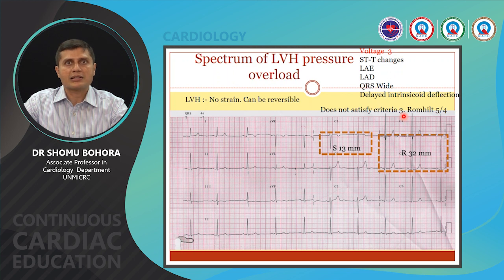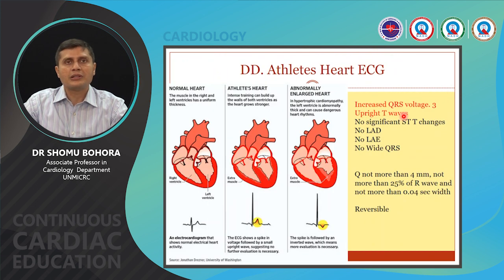But by Sokolov, it suggests that there is LVH. So the basic difference between an athlete's heart ECG versus a pathological LVH would be that increased QRS voltage would be associated with upright T waves in an athlete's heart as compared to LVH, where there will be T wave inversions, and the Q wave will not be more than 4 millimeters or 25% of the R wave, and the width will not be more than 0.04 seconds, that is 1 small square. And in athlete's hearts, it's reversible; even LVH to a certain degree is reversible.